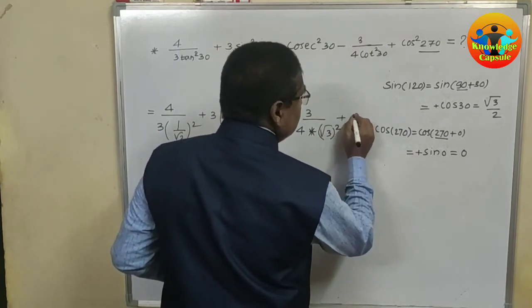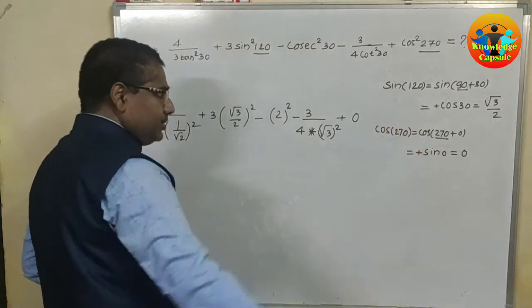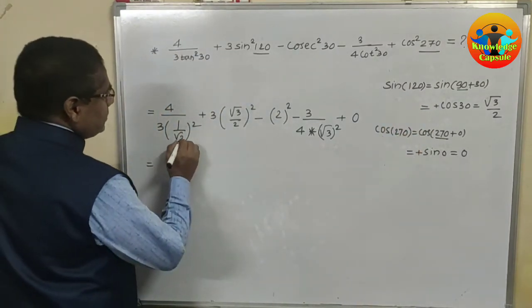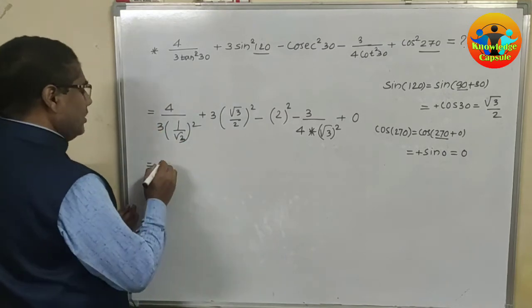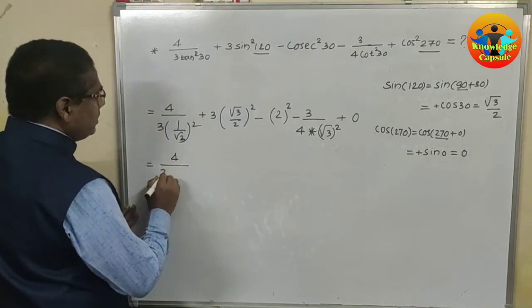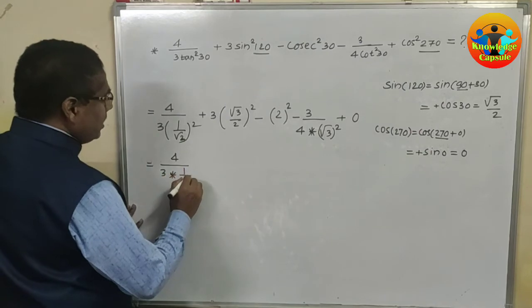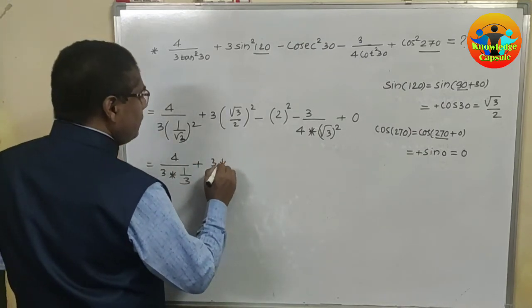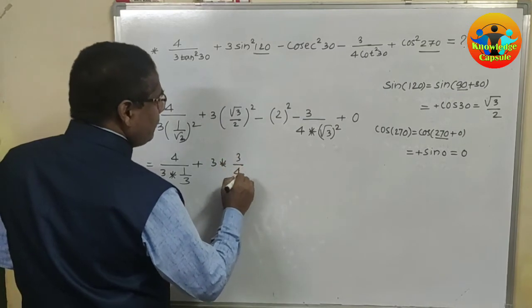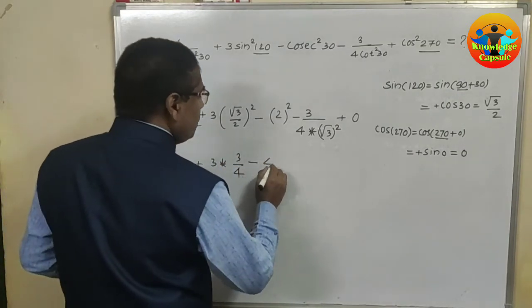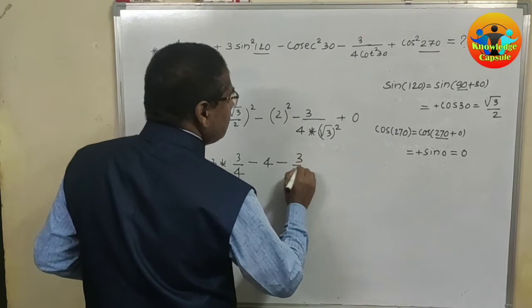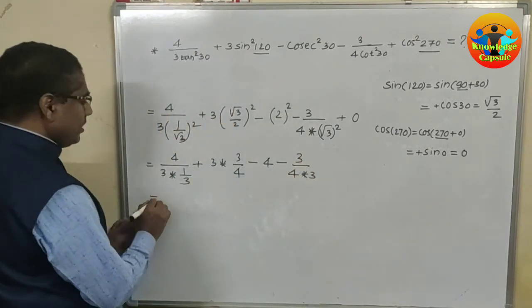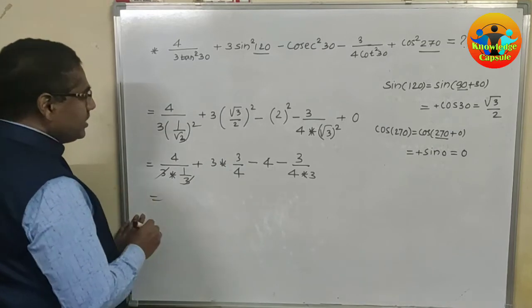plus 0. Cos 270 is 0. Sorry, this is root 3. 4 upon 3 into 1 by 3 plus 3 into 3 by 4 minus 4 minus 3 upon 4 into 3. This 3 will get cancelled.